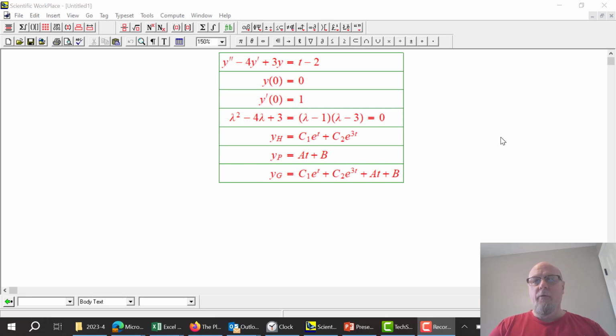So here's a linear second order constant coefficient non-homogeneous differential equation. If I was solving this the non-Laplace way, I'd get the auxiliary equation: y'' becomes lambda squared, y' becomes lambda, and 3y has no prime, no lambda. I'd solve the auxiliary equation for the eigenvalues, 1 and 3.